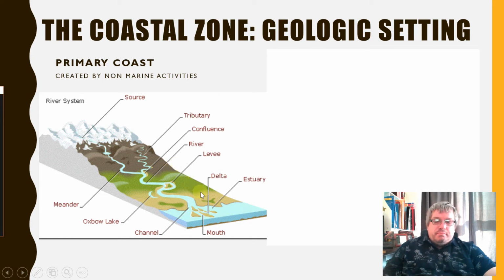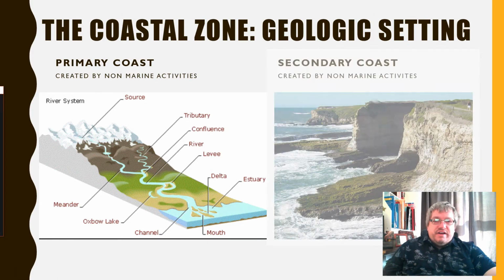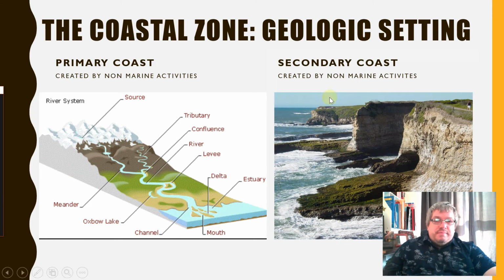Things that aren't dependent necessarily on the ocean. The secondary coast is created by marine activity. So wave erosion. The waves crashing on the shore has carved these cliffs. Beaches, which is basically sand in the water being laid down. So primary coasts are not created by the water, and secondary coasts are definitely created by the water.